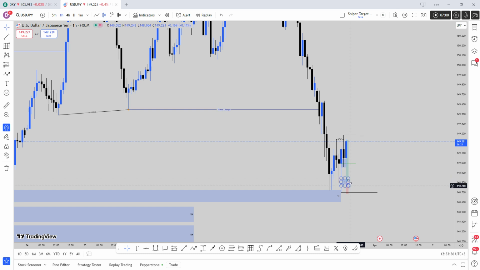You want to be buying from the discount, and this is the discount of that range, and that is why I'm looking to buy from this low as opposed to this one right there, because this is more into the premium pricing. And if you're a buyer, you don't want to be buying in the premium prices. You want to be buying in the discount prices, and that is it.